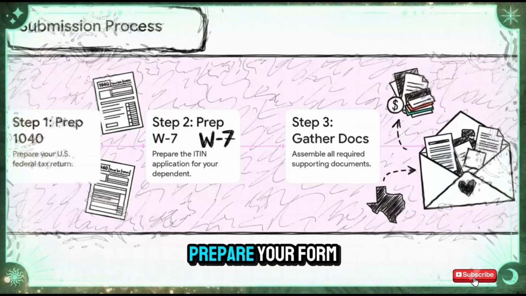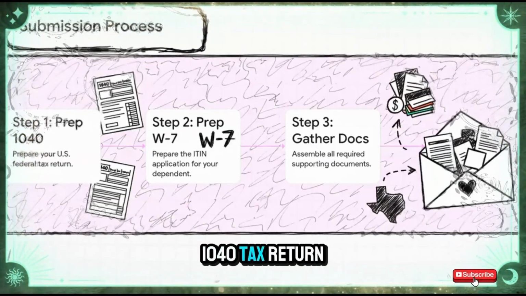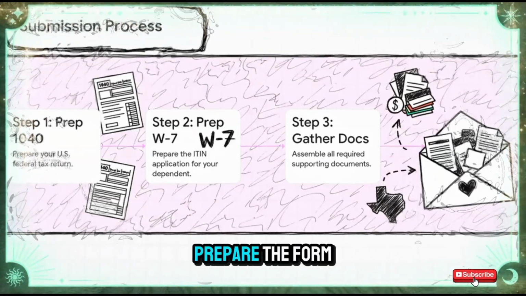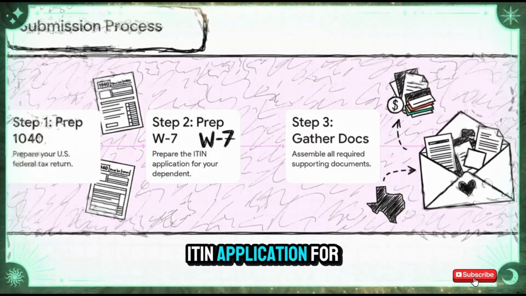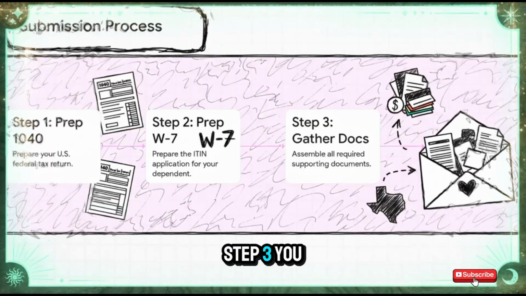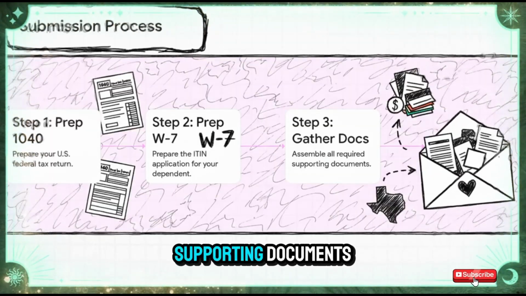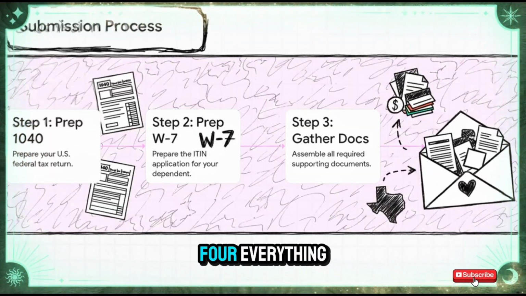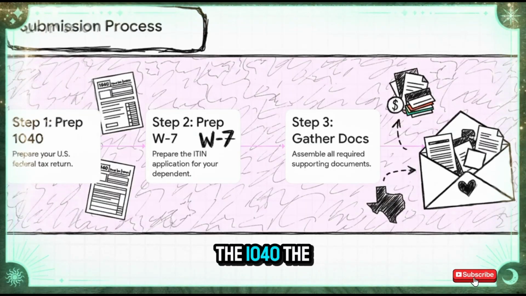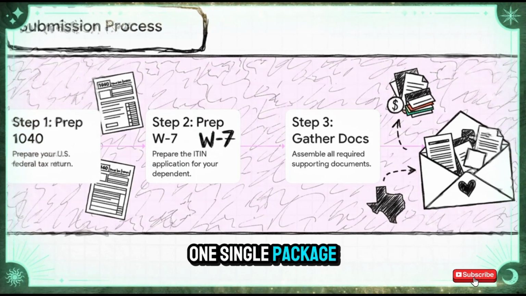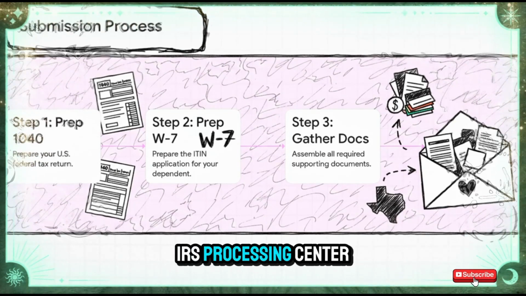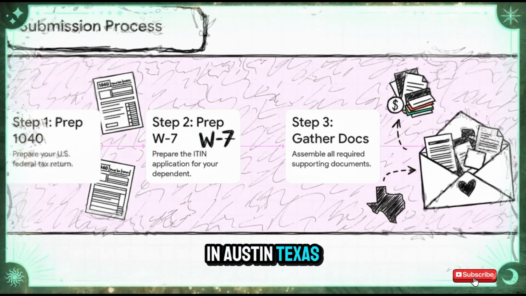Step 1, you prepare your Form 1040 tax return. Step 2, you prepare the Form W-7, which is the ITIN application for your dependent. Step 3, you gather all your supporting documents. And then step 4, everything, the 1040, the W-7, all the documents gets mailed in one single package to a special IRS processing center in Austin, Texas.